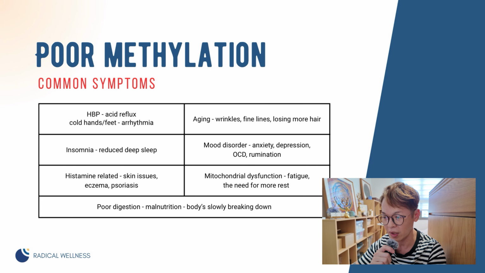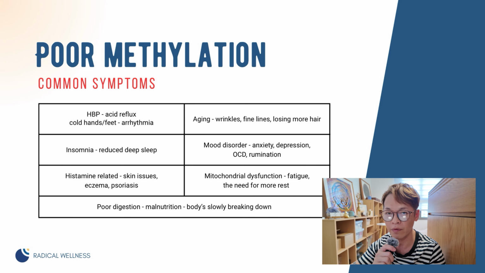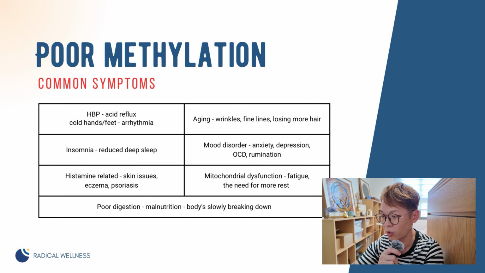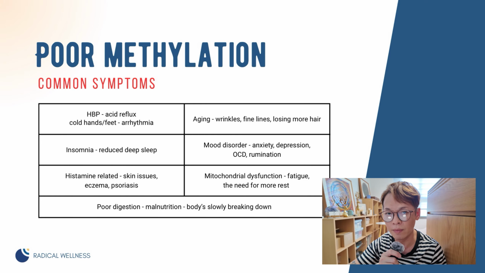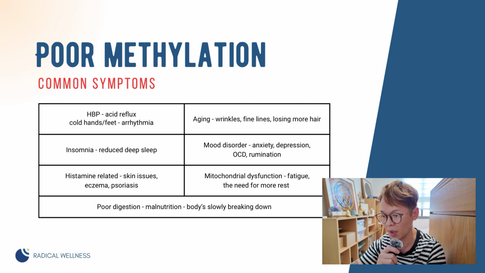So if you see the first one, we have high blood pressure, and it's usually linked with acid reflux, cold hands and feet, erythema. If someone has this, you will go into the pathway and link to the biopterin pathway, which will affect the production of your nitric oxide. So when you have low nitric oxide, then you have all these symptoms.